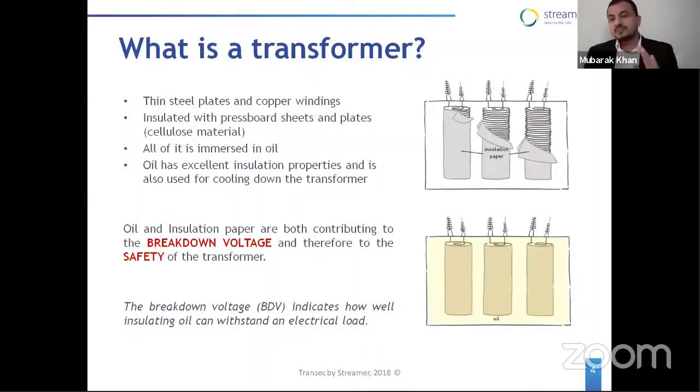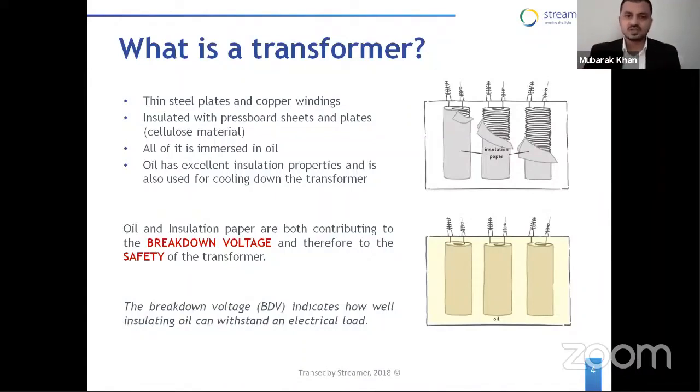Oil and insulating paper both contribute to the factor known as breakdown voltage. What is a breakdown voltage? The voltage at which the current may pass through the insulation of the transformer. I'm just trying to explain in a layman fashion, and therefore the safety of the transformer, because if there is a flash, it can cause a hazard for the transformer. Breakdown voltage indicates how well the insulating oil can withstand the electrical load.